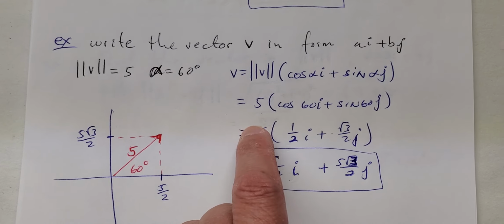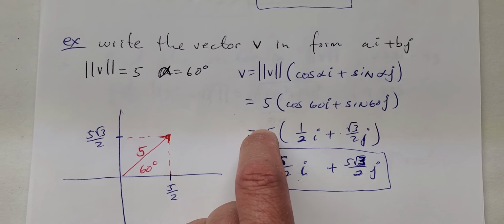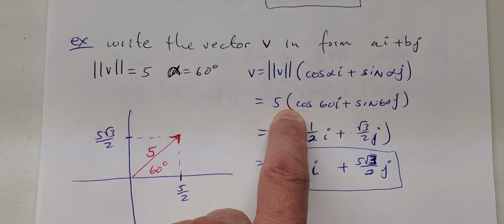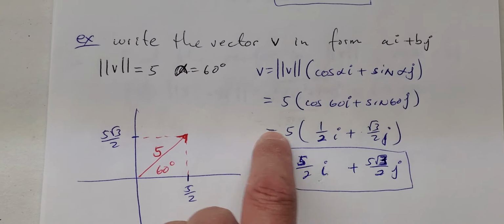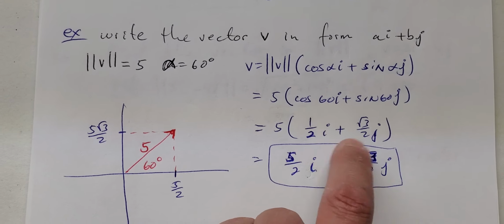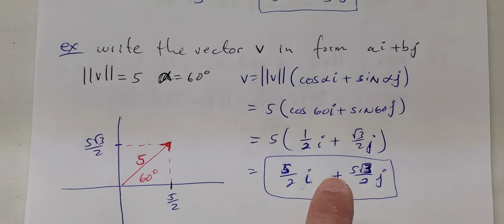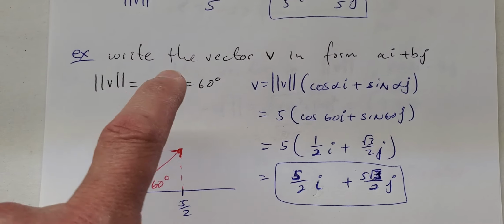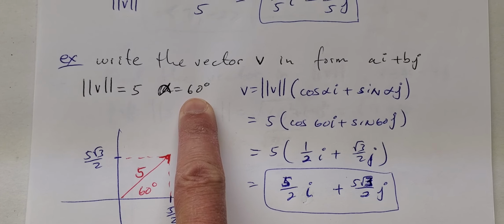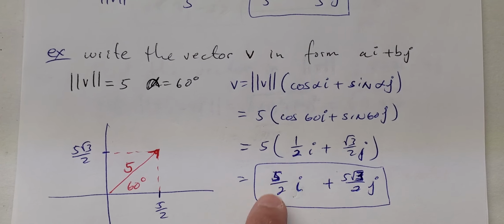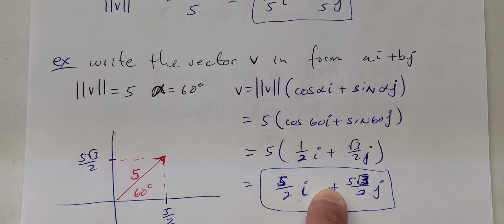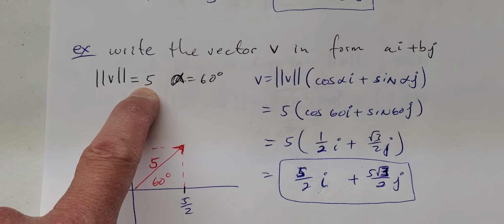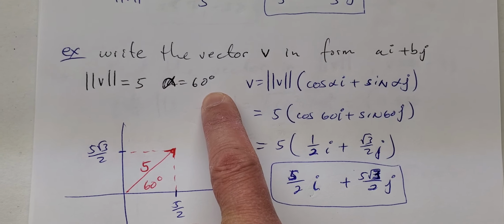Now distribute the 5 to both of these. 5 times 1/2 is 5/2. 5 times square root 3 over 2 is 5 square root 3 over 2. So this is the vector that has a length of 5 with an angle of 60 degrees. This is the answer we're looking for.